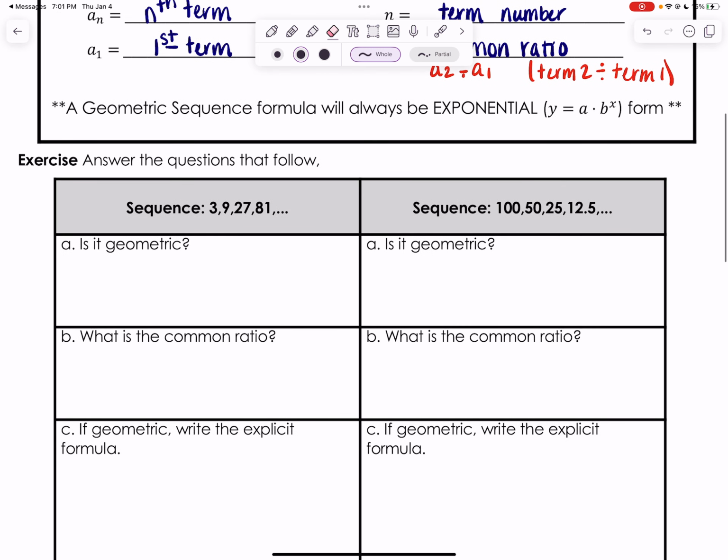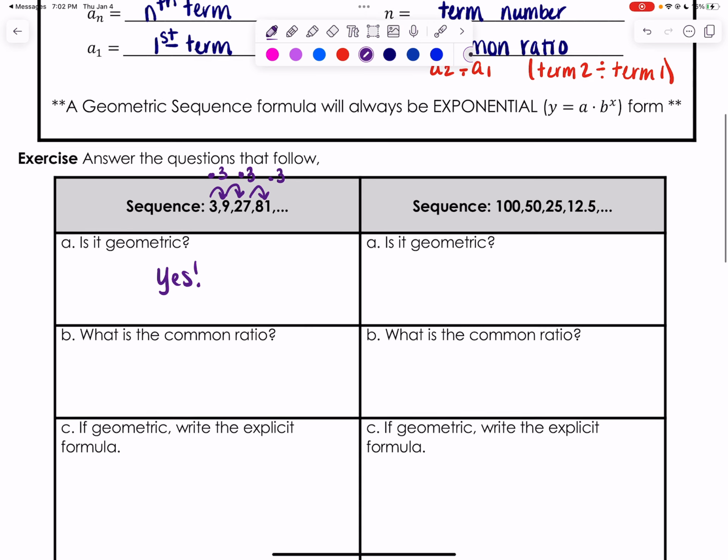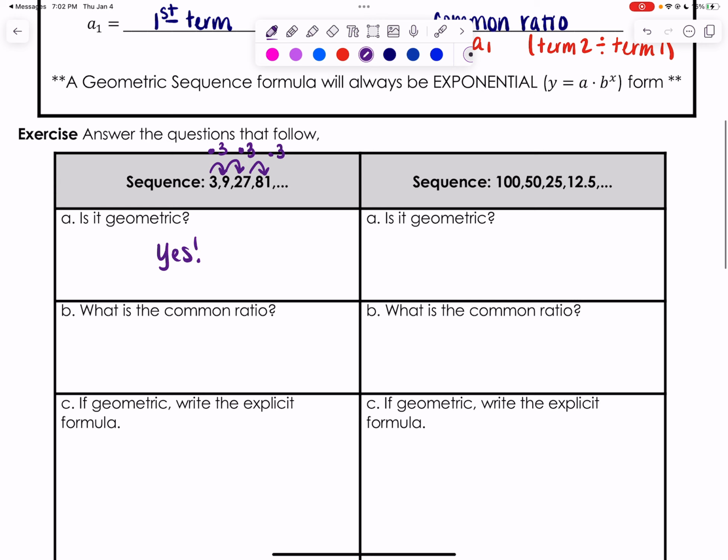So we just mentioned multiplication. So to go from a 3 to a 9, I multiply by 3. 9 times 3 is 27, and then 27 times 3 is 81. So I now know it's geometric because I'm multiplying by that value of 3 each time. So yes, it's geometric. And the common ratio, or the number you're multiplying by each time, is 3.